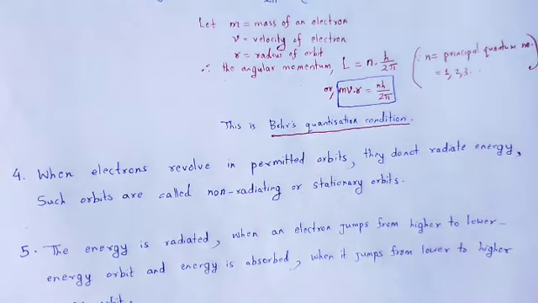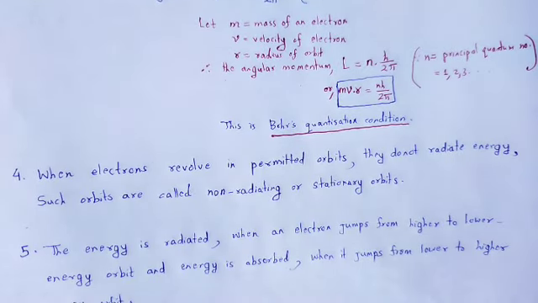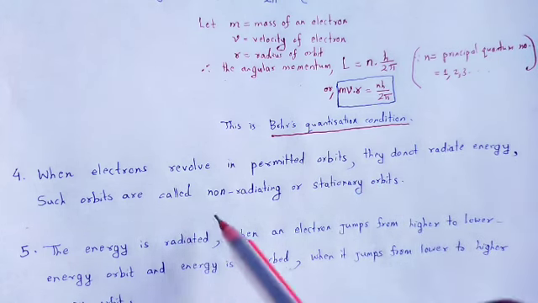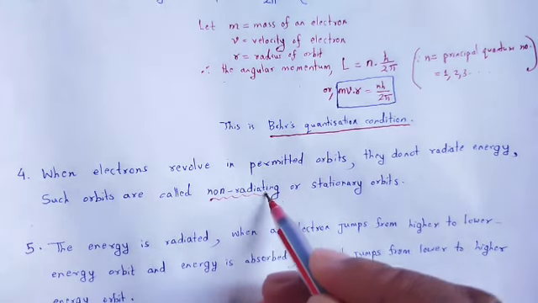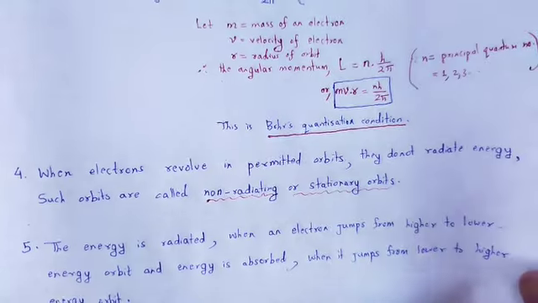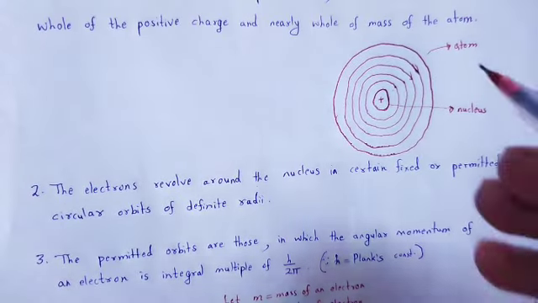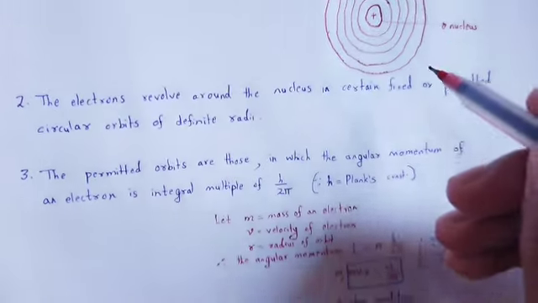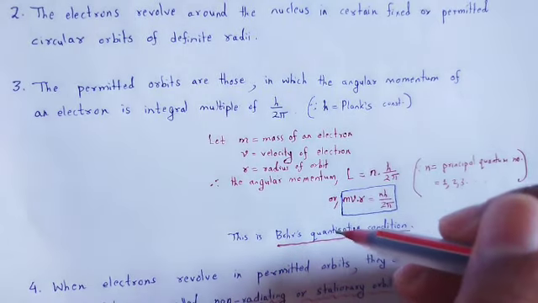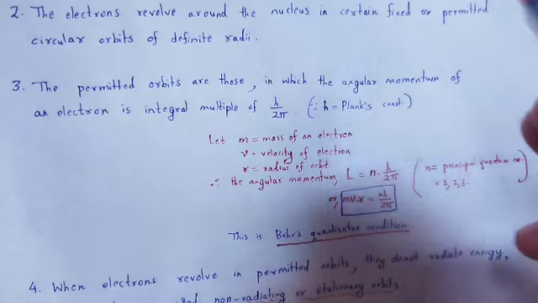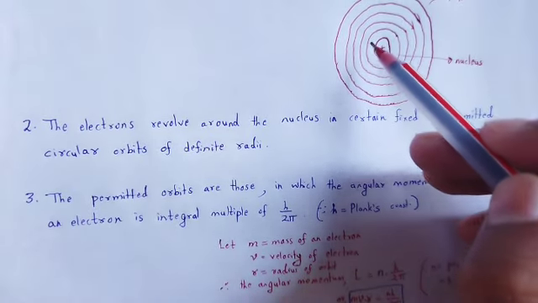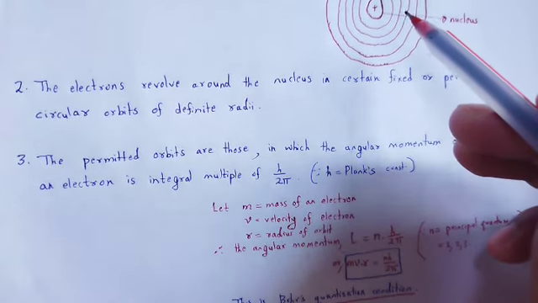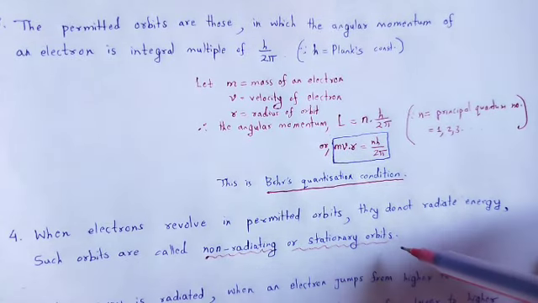Next, when electrons revolve in such permitted orbits, they do not radiate energy. Such orbits are called non-radiating or stationary orbits. As long as these electrons revolve in those permitted orbits, which are quantized according to Bohr's quantization condition, the electrons do not radiate any energy. And such orbits we call non-radiating or stationary orbits.